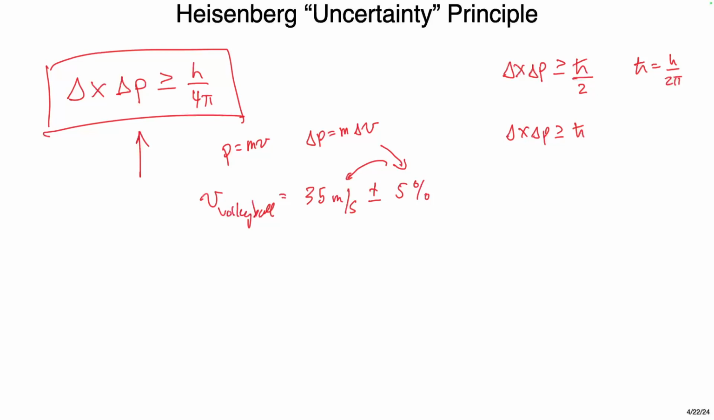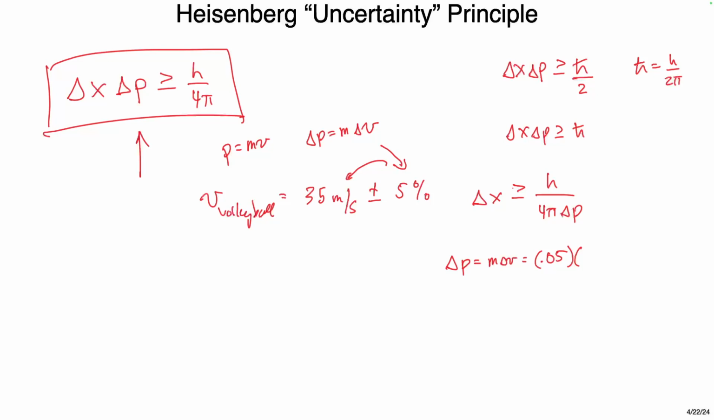Let me show you an example of calculating the uncertainty in position of a volleyball, and then I'll do it for an electron. So our volleyball is moving at 35 meters per second, plus or minus 5%. We're going to calculate the uncertainty in position, which is going to be greater than or equal to Planck's constant divided by 4 pi, divided by the uncertainty in the momentum. The uncertainty in the momentum will be mass times the uncertainty in the velocity, and that's going to be 0.05, the percentage, times the mass of the volleyball.